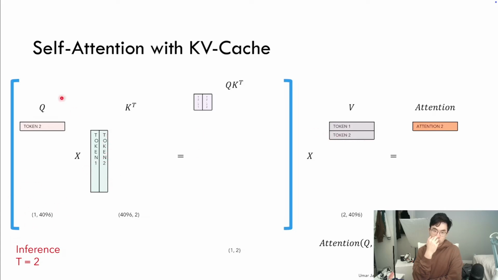And if you do this multiplication, it will produce a matrix that is 1 by 2, where the first item is the dot product of the token 2 with the token 1, and the second is the token 2 with the token 2. This is actually what we want. And if we then multiply with the V matrix, it will only produce one attention score, which is exactly the one we want.